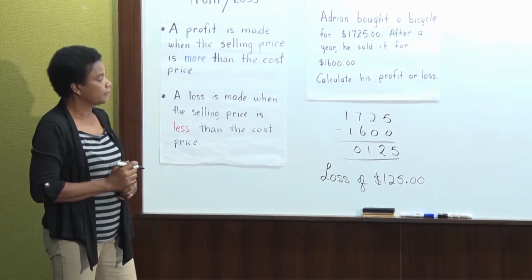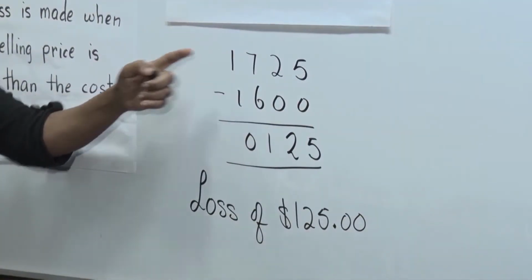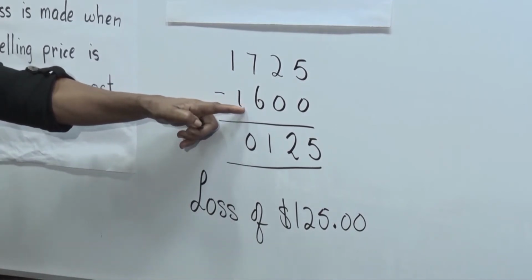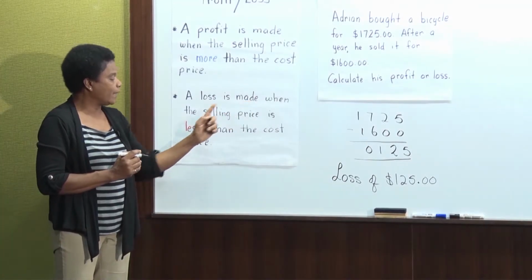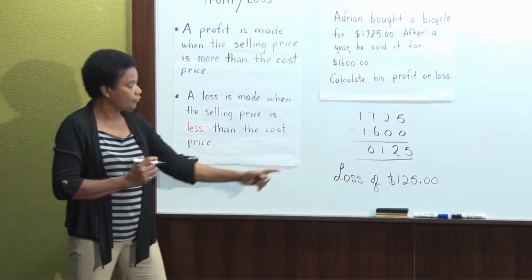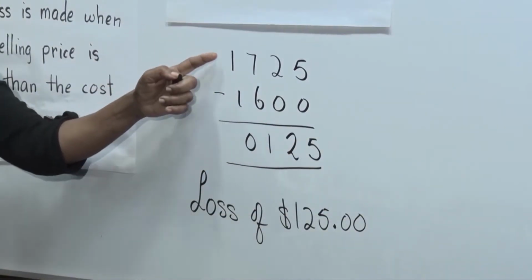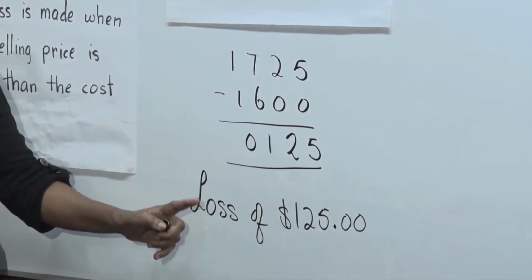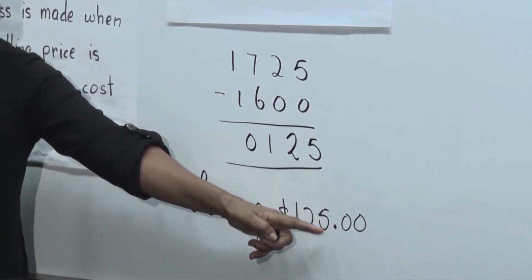Let's go. His cost price was $1,725. He sold it for less than the cost price. Therefore, a loss is made when the selling price is less than the cost price. So our selling price is $1,600, but our cost price was $1,725. So therefore, Adrian made a loss of $125.